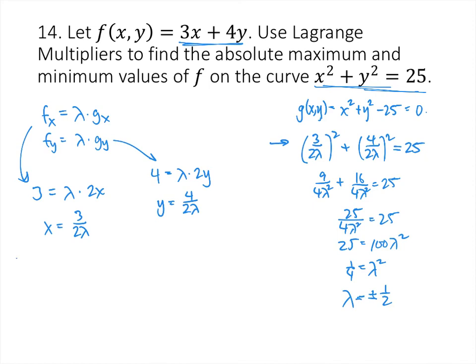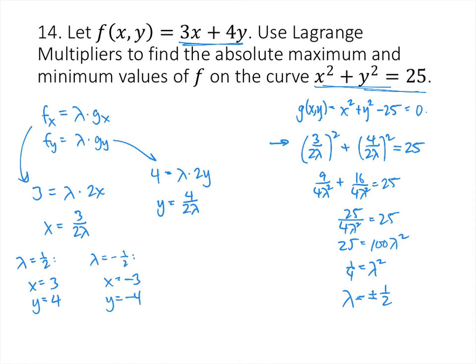So that gives us two possibilities. Lambda equals a half, in which case x would equal 3 divided by 2 lambda, in other words 3, and y would equal 4 divided by 2 lambda, in other words 4. If lambda is minus a half, then x equals 3 divided by 2 lambda, which is minus 3, and y works out to be minus 4.